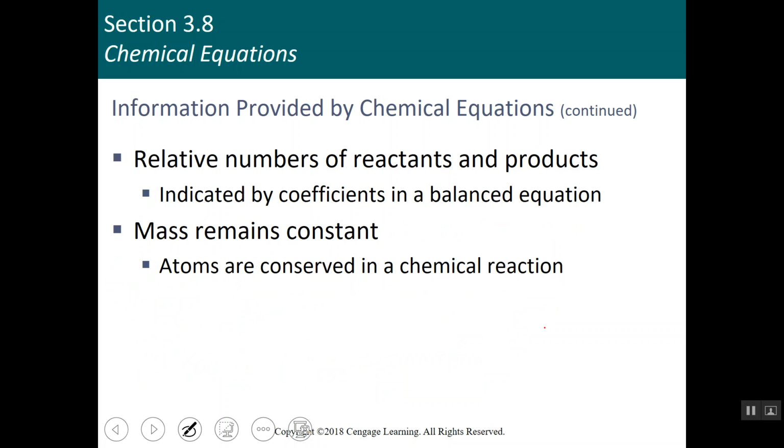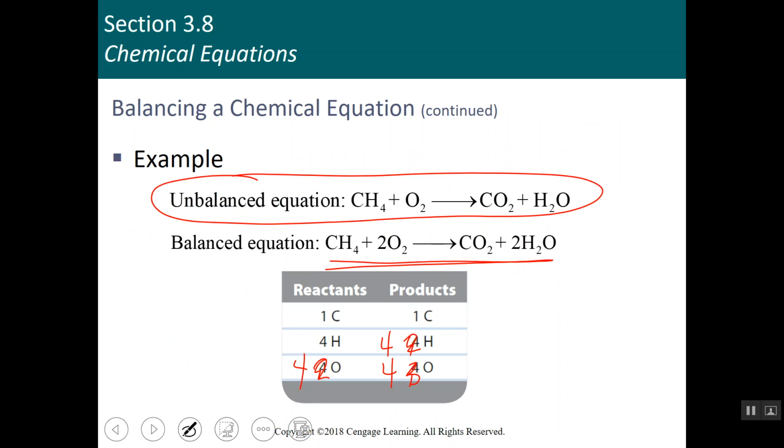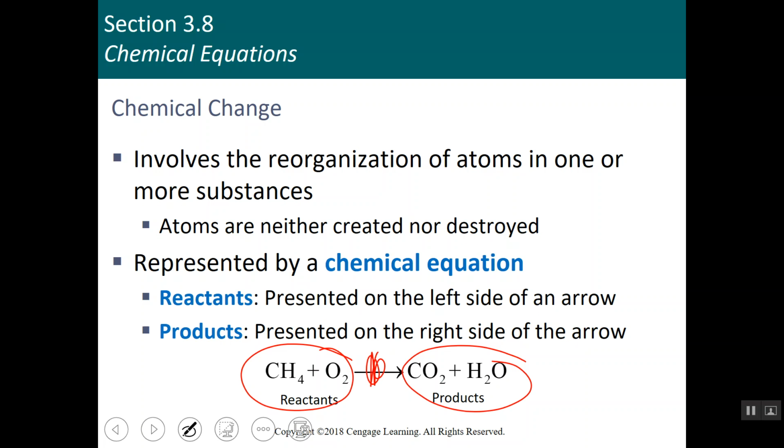The whole purpose of balancing a chemical equation is to make sure that you obey the law of conservation of mass, and we do that by balancing that equation. And so next time we're going to look at how to actually balance those equations. But just remember from this lesson that reactants are always on the left hand side of the arrow and products are always on the right hand side of the arrow.